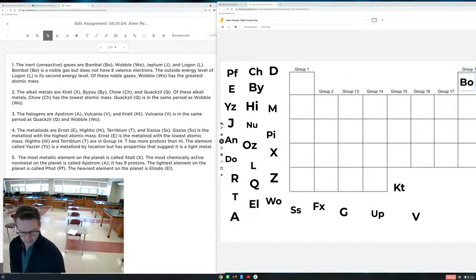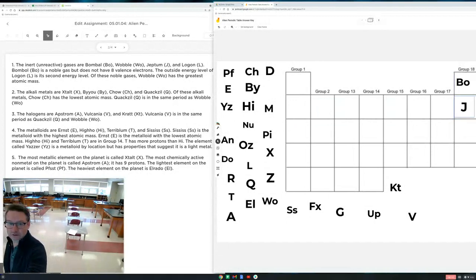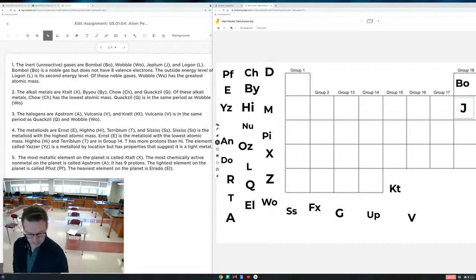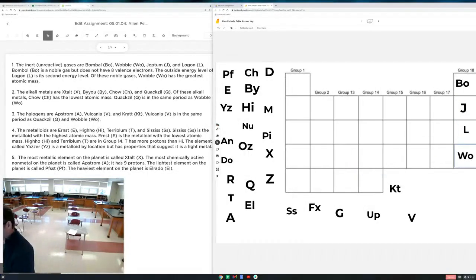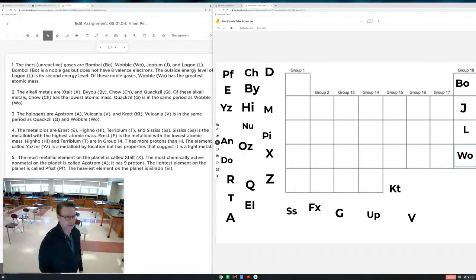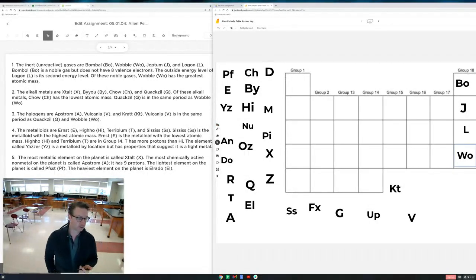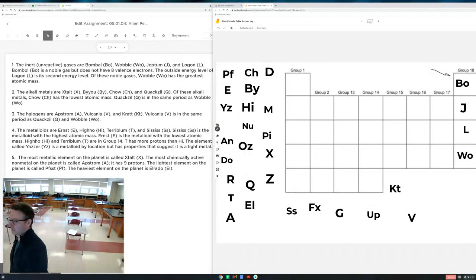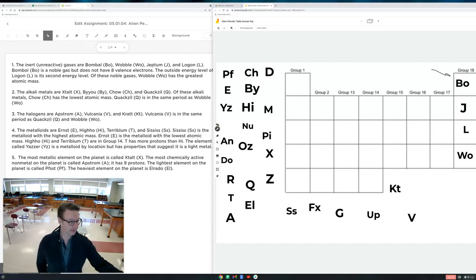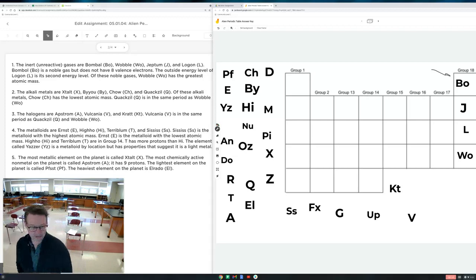BO, J, move this over just a little bit, L, and WO. All right. And then it says BO is a noble gas but does not have 8 valence electrons. The only noble gas without 8 valence electrons would be helium, which is the very top of that column. So that's BO, the noble gas. We already have it there.